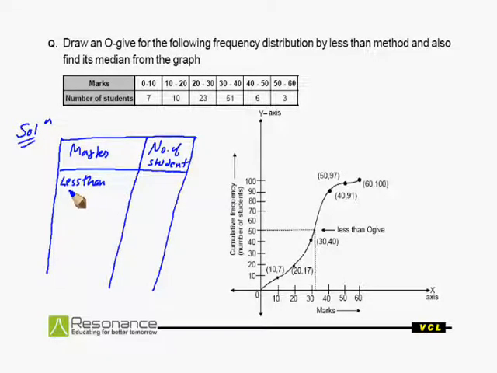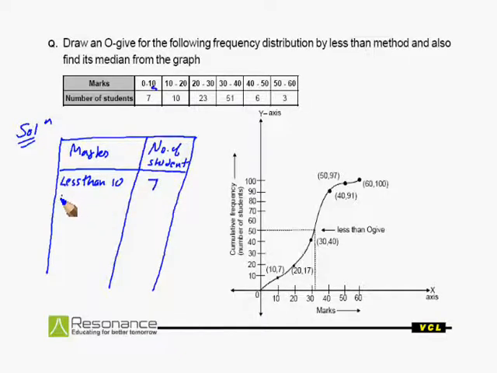For the first row, the upper limit of the first class is 10. So we have to write down marks less than 10. The number of students whose marks are less than 10 lies in the first class interval, that is 0 to 10. So the number of students is 7.